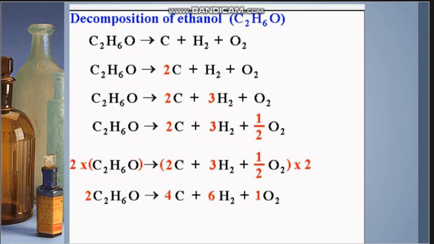So 2 carbon becomes 4 carbons. 3 H2s becomes 6 H2s. And then 1/2 O2 becomes 1 O2. Now we can see this chemical equation is still balanced.